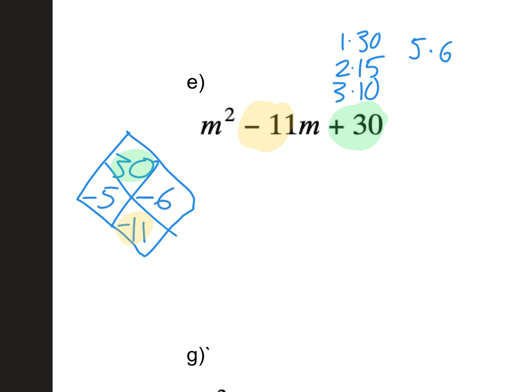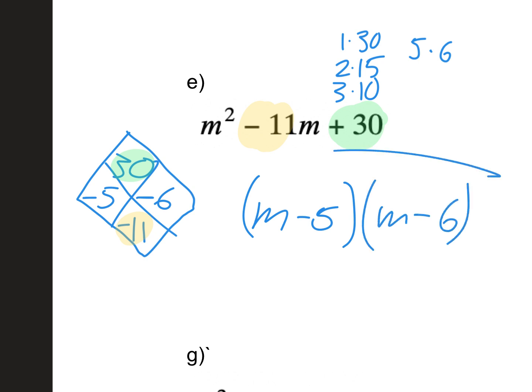And you can always double check this with your calculator. So negative 5 times negative 6 will get me positive 30. And negative 5 plus negative 6, or negative 5 minus 6, will get me negative 11. So now that we have all that, we can write our answer. I will have m minus 5, that's one of my factors, and m minus 6, that is my other factor.